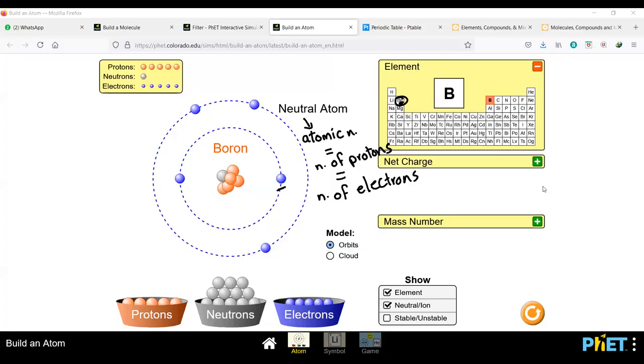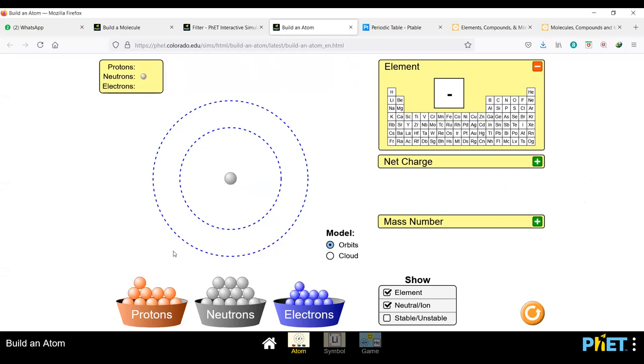All right. So like you said, let's write now the mass number. Mass number equals number of protons plus number of neutrons, right? Okay, let's try it here. For example, I need to know lithium.